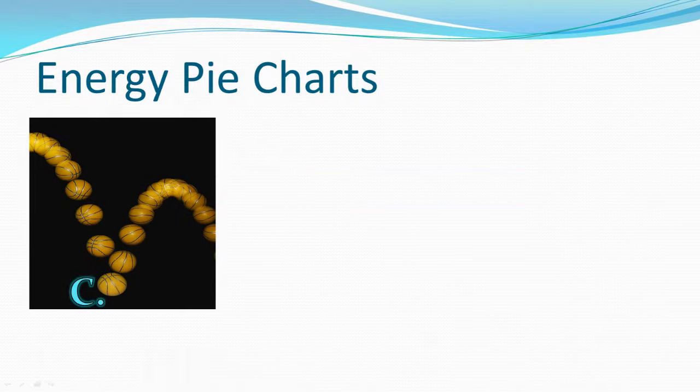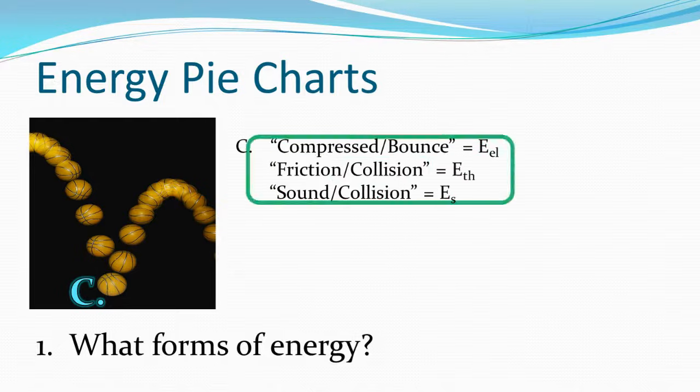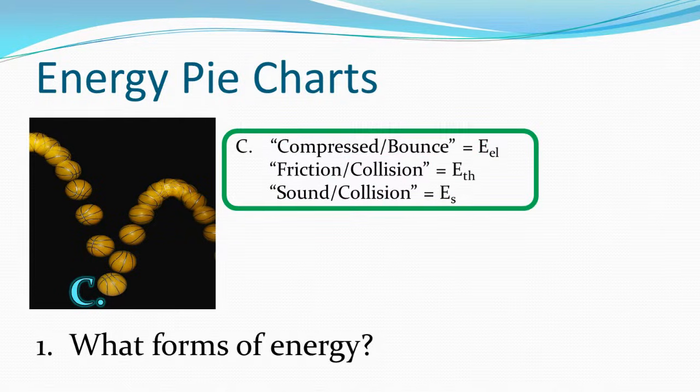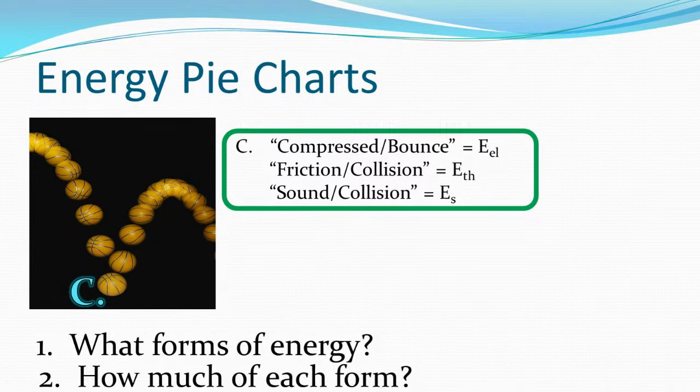At point C, we start by observing what we see and then determining which forms of energy are present. The ball is bouncing, so it's compressed, which means that most of the energy is turning into elastic energy. The friction caused by the collision creates thermal energy. The sound that's given off creates sound energy in the collision. Now that we know which forms are present, we can start to talk about how much of each form. At this point, we're making qualitative pie charts, so we just need to discuss how much relatively there is of each form. We can determine this by just observing the motion.